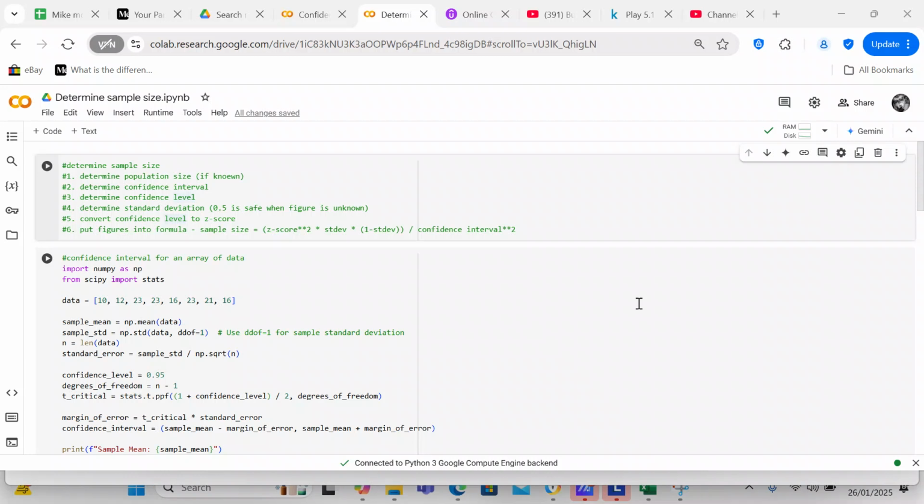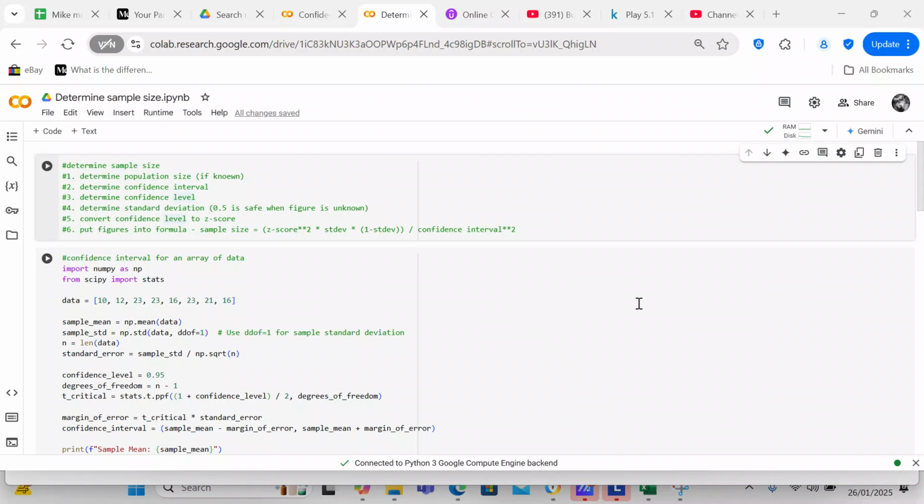I wanted to make a video for you on how to determine a sample size in Python. So what we're doing is using Python to actually determine a sample size. The first thing that we do is we use Jupyter Notebook, an online Jupyter Notebook, and we're going to use Google Colab for that.